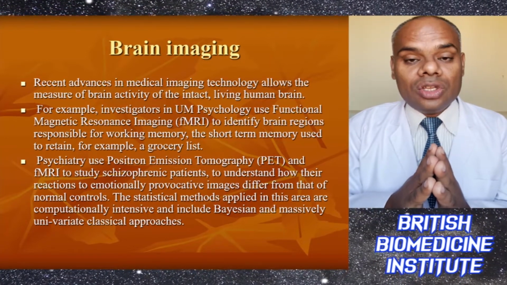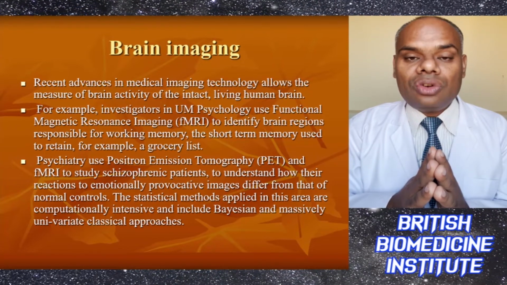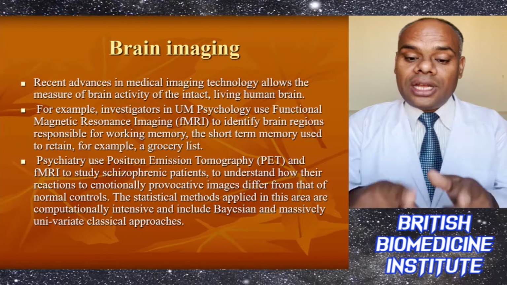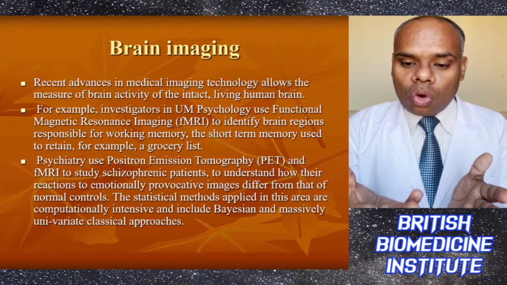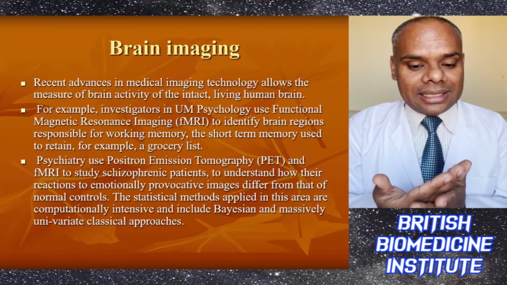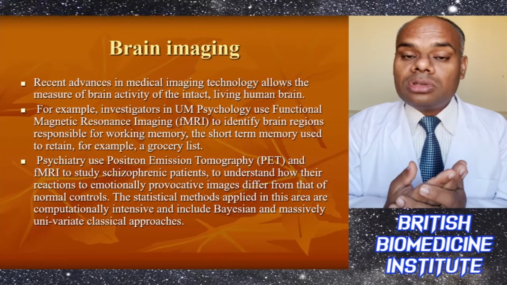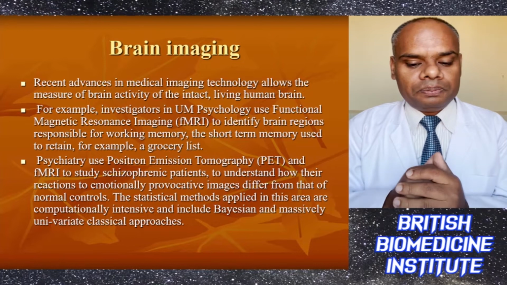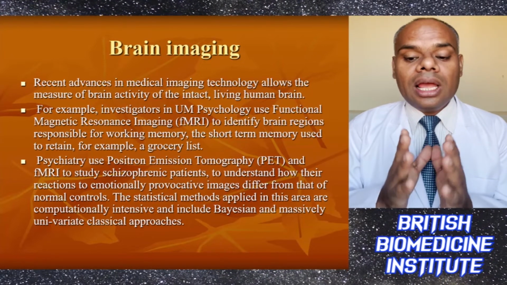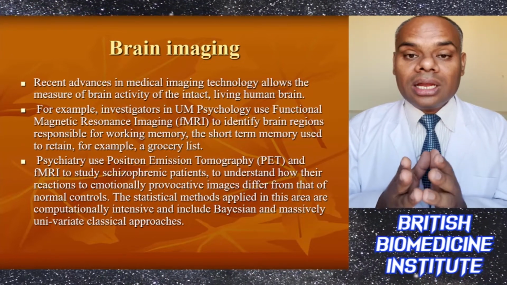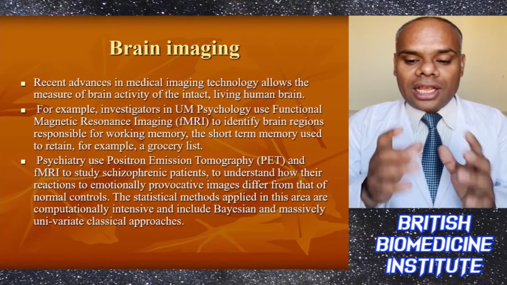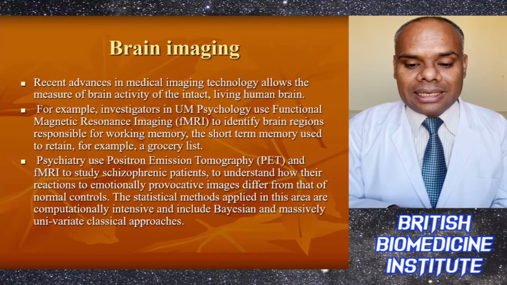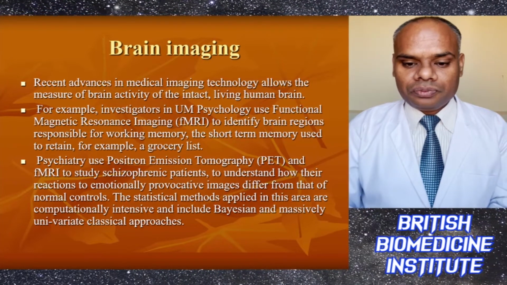Others use PET, positron emission tomography, or fMRI, to study schizophrenic patients in order to understand how their reactions to emotionally provocative images differ from those of normal controls. The statistical methods applied to this area are computationally intensive, and they include Bayesian and massively univariate classical approaches.